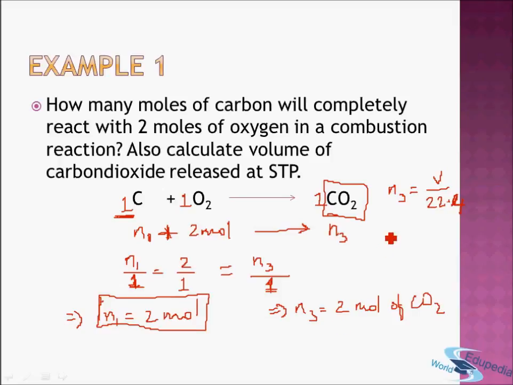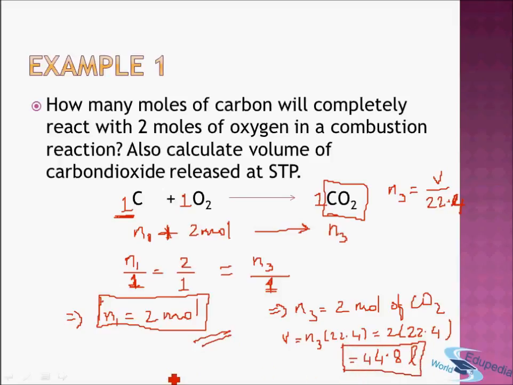So now I simply substitute N3 as 2. What do I get? Volume is equal to N3 multiplied by 22.4 liter, that is 2 multiplied with 22.4 liter. So this is equal to 44.8 liter. That is, at STP 44.8 liter of carbon dioxide will be released upon complete combustion. So this answers both parts of our question. The answer to the first part was 2 moles. The answer to the second part is 44.8 liter of carbon dioxide.